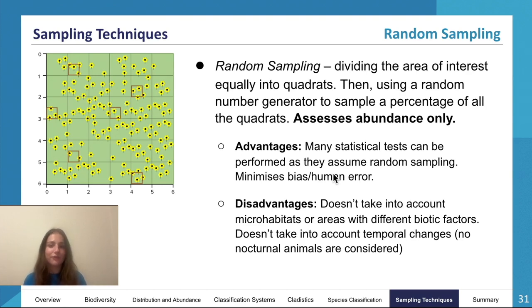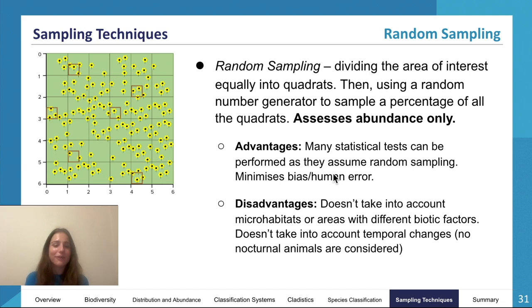which can lead to a complete misunderstanding of the ecosystem's actual biodiversity. Another drawback is that random sampling doesn't consider temporal changes, which can be crucial in understanding ecosystem dynamics. For example, nocturnal animals or seasonal variations in species presence and activity are obviously not going to be captured by a single sampling session. You'll have to do multiple measurements over time in order to capture them. So those are the main disadvantages we see.